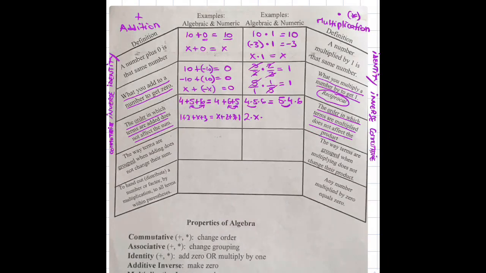Another example, 2 times x times 5 gives me the same result as 5 times 2 times x. The numbers commuted, but the result will be the same. Next property is the associative property. Associative property of addition and associative property of multiplication.